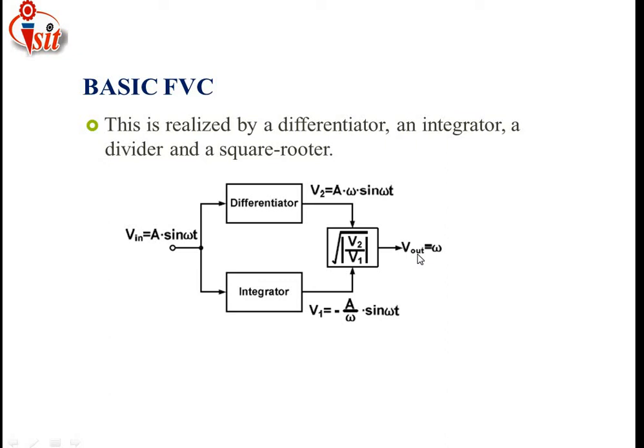That means here the voltage and frequency are directly proportional to each other. This equation simply shows that there is a linear proportionality between frequency and voltage. Here we have applied only the sinusoidal nature of the frequency, that is sine omega t. That means a very important role is played by two electronic circuits: first the differentiator and second the integrator.